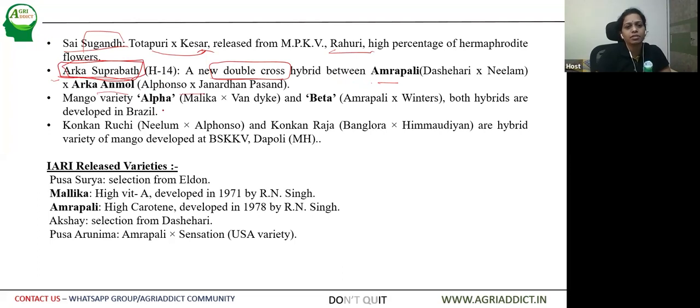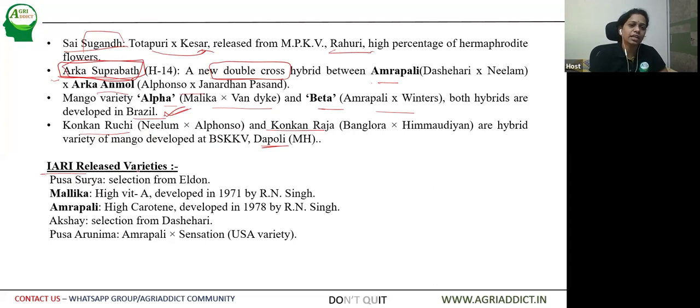Then some of the others which have been popularly under cultivation are those developed in Brazil, that is Alpha, Mallika into Van Dyke, and Beta, Amrapali into Winter. You can remember this also because the study has also been done in India. Then Konkan Ruchi and Konkan Raja. These are from Dapoli, Maharashtra. You can remember their parentage also.